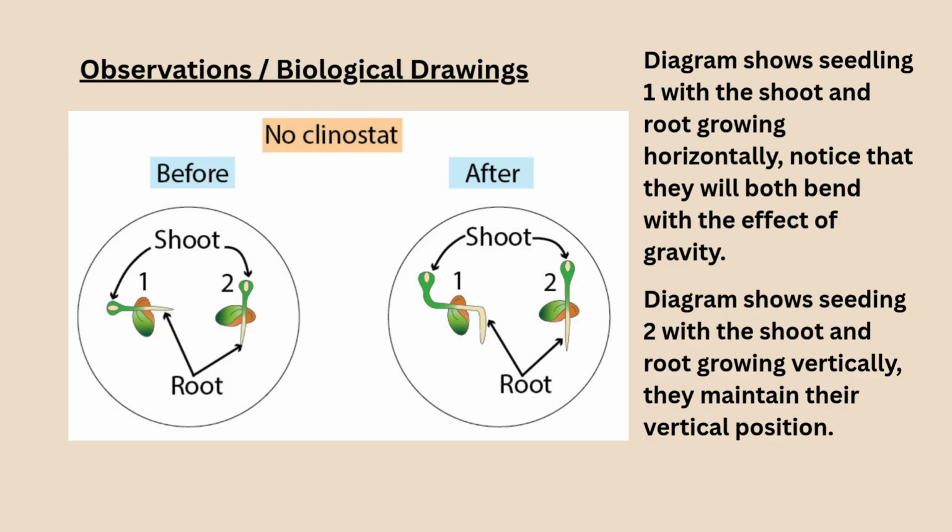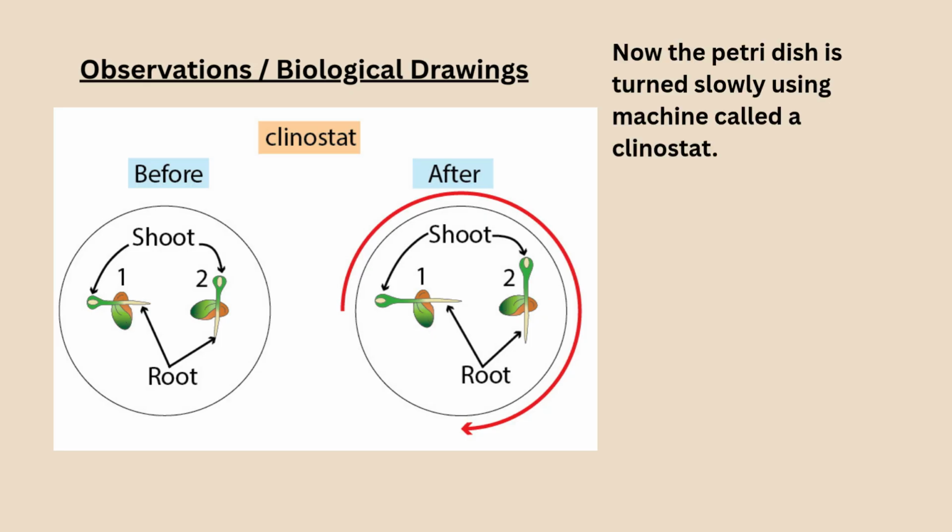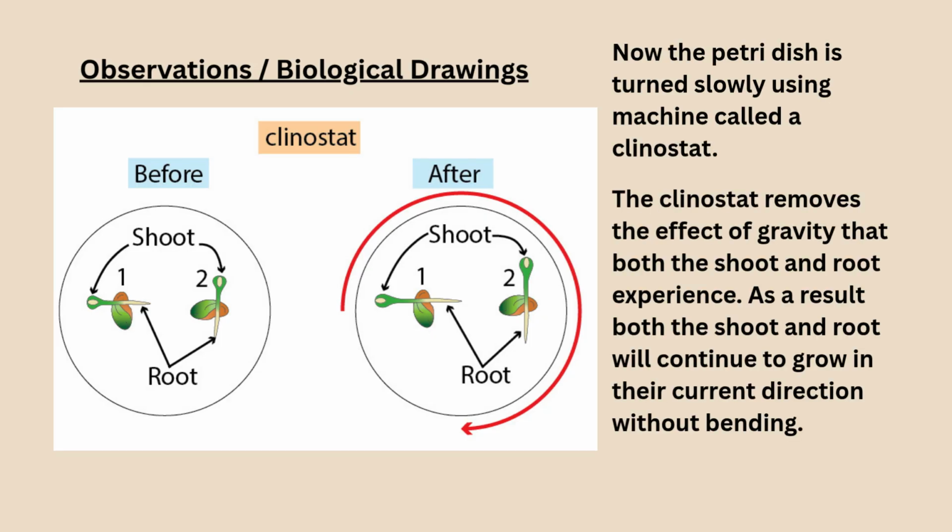Number 1 bent because of the effect of gravity, whereas number 2 maintained its vertical position because it was already aligned with gravity. The seeds on the petri dish are now placed onto a clinostat, and now the petri dish is slowly turned using a machine called the clinostat. The clinostat removes the effect of gravity that both the shoot and the root experience. As a result, both the shoot and the roots will continue to grow in their current direction without bending.